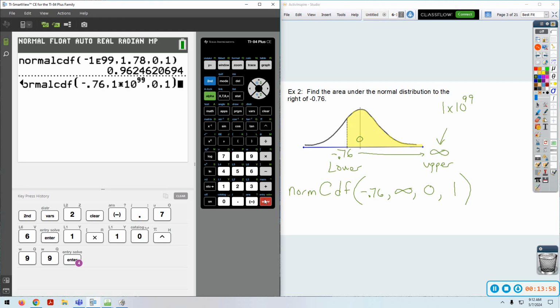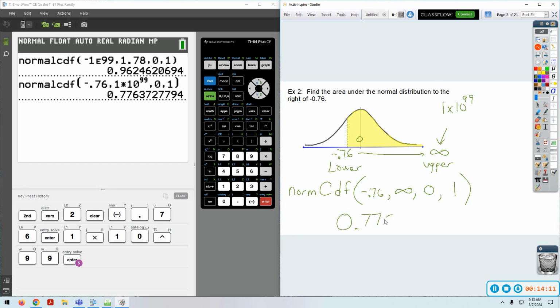And then when you hit enter, we find out that the area from negative 0.76 z-score all the way to the right will represent 0.7764. Done.